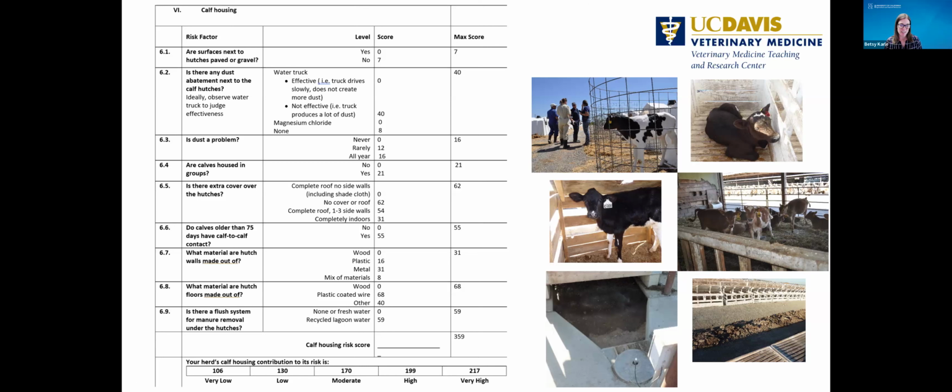If calf pens had a flush system under them, I found that if fresh water was used, it was fairly low risk, or if there was no flush. But using recycled lagoon water under calves certainly had some associations with more respiratory disease.